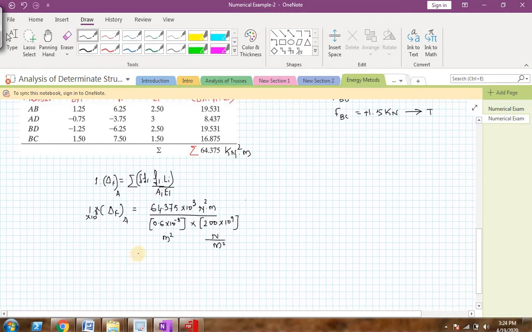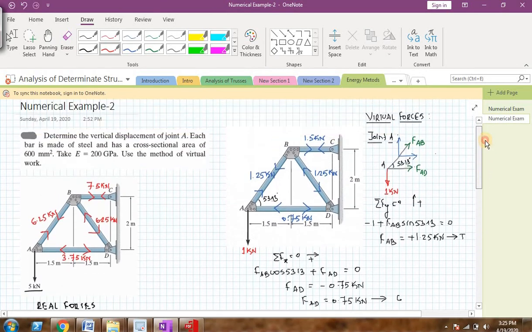So when I solve this, I will get the value of delta F, that is the vertical deflection at A. I will write it in terms of millimeters now so that it will be easy for us to read. 0.536 millimeters. Since we are getting it in the positive sense, it means it is in the downward direction. So this is how I can calculate the vertical deflection at A using the virtual work principle.